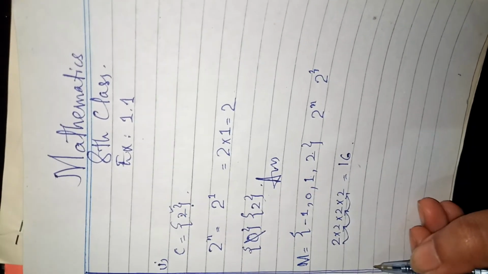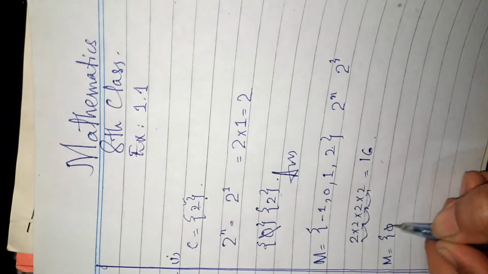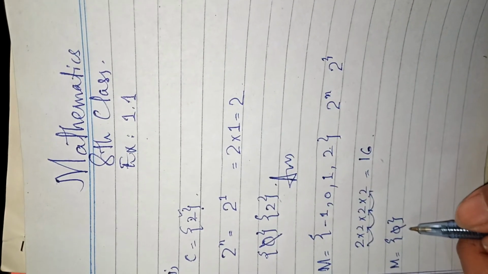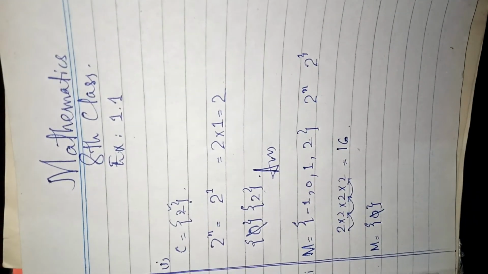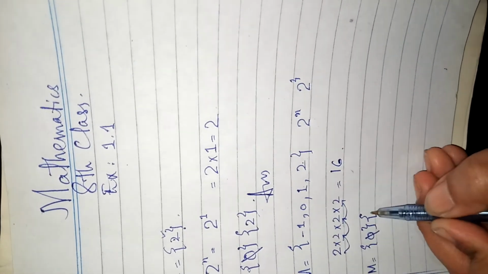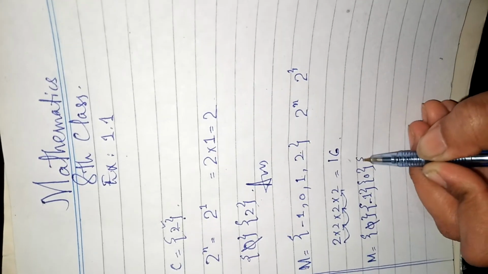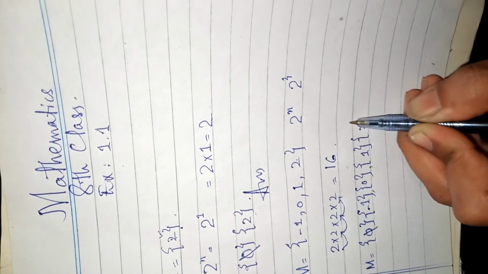So first of all we will make the null set. The null set is first, and then first of all we will take a single element in each subset: -1, 0, 1, 2.